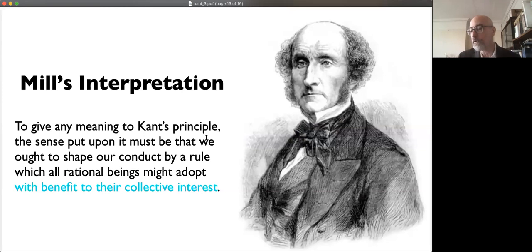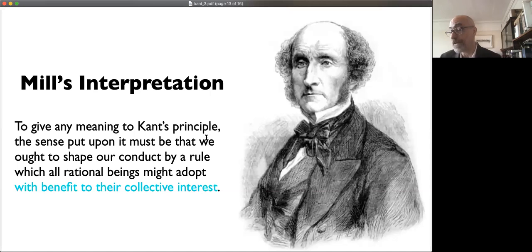Okay, so look, how are we to understand the contradiction in volition? In Utilitarianism, Mill suggests the contradiction in volition test should be understood as follows. He writes, to give any meaning to Kant's principle, the sense put upon it must be that we ought to shape our conduct by a rule which all rational beings might adopt, which benefit to their collective interest.